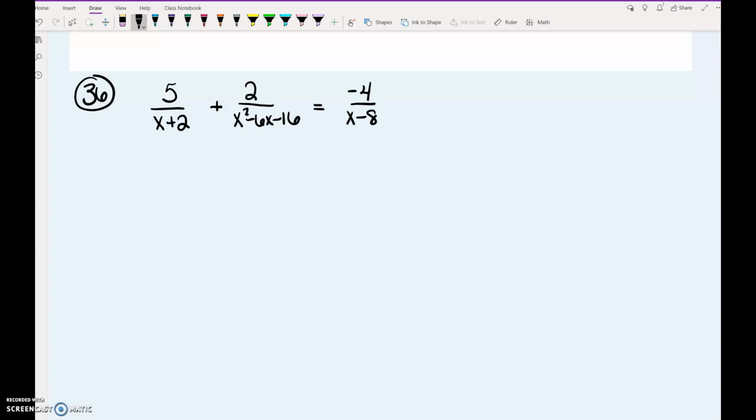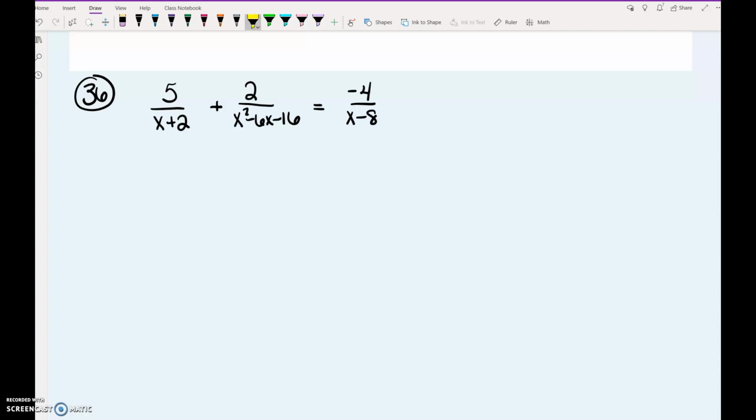This is number 36 from the book problem. A couple things about this problem. First of all, the first time I wrote this problem down, I missed the negative in front of the 4 on the last term because the book tucks the negative right in front of the fraction bar, and it can be very easy to miss. So when you're taking things out of the book, be careful because they kind of tuck those negatives in places where it's hard to see.